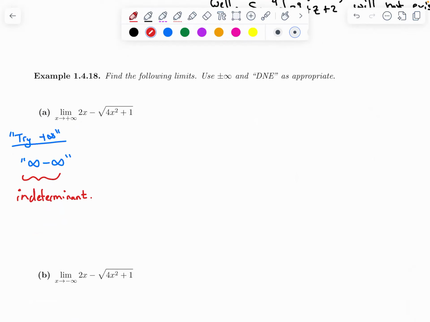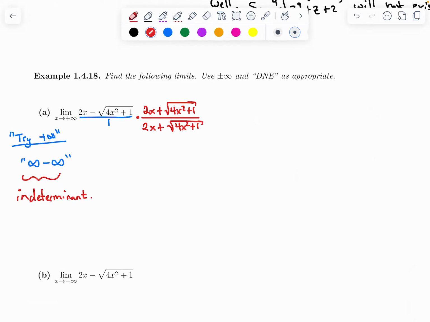You guys are correct. We need to take care of the square root, and the only way to do that, we can't square it, right? That's not allowed. That would change the entire expression. But what we can do is we can cleverly multiply by 1. So if we treat this as over 1 and we multiply by the conjugate, 2x plus the square root of 4x squared plus 1 divided by 2x plus the square root of 4x squared plus 1.